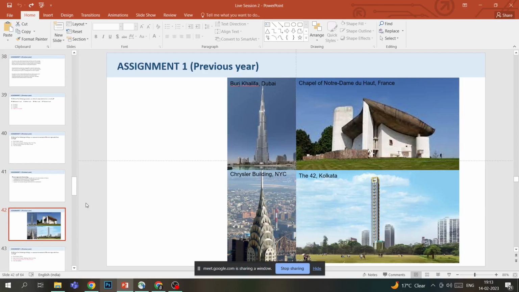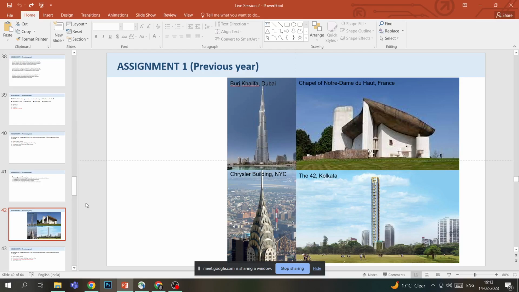So the four buildings that have been given are Burj Khalifa, Chapel of Notre Dame du Haut, France, Chrysler Building, and the 42 Kolkata. It is very evident from these pictures that Burj Khalifa, Chrysler Building, and the 42 Kolkata, which are basically skyscrapers, follow a very regular structure. You can see it is not unorthodox. They are regular formal structures that are being used.